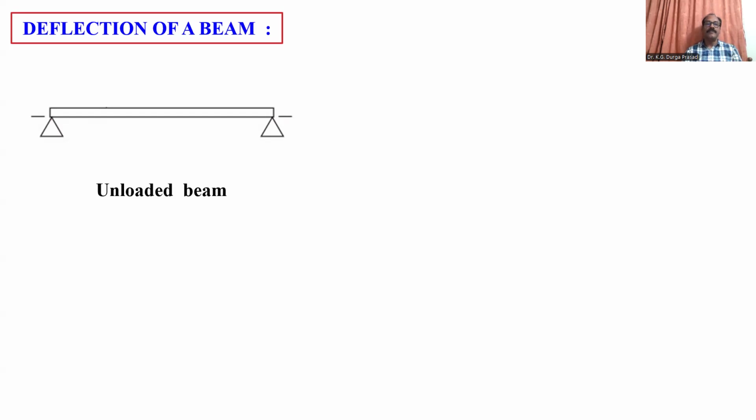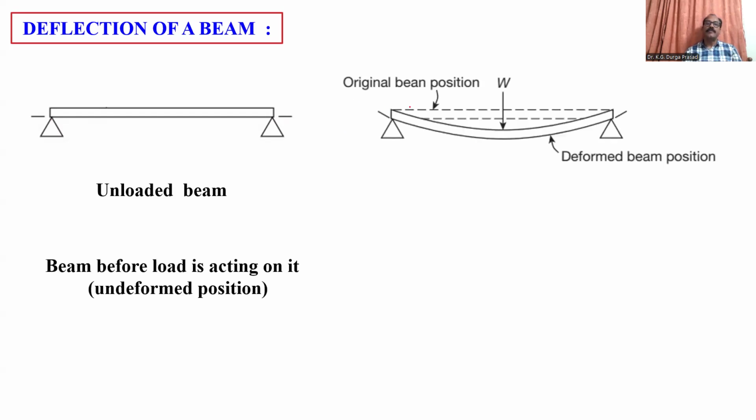Now, suppose the beam is subjected to a load like this. Initially, before the loading is applied, the neutral axis of the beam is exactly straight horizontal. Now, whenever you apply a load, what happens? Here you see a simply supported beam subjected to point load W at its center. So then you understand there is a deflection of this beam. This is a deformed position of the beam. Earlier, there is no deformation at all because no load is acting on the beam. That is the undeformed position of the beam.